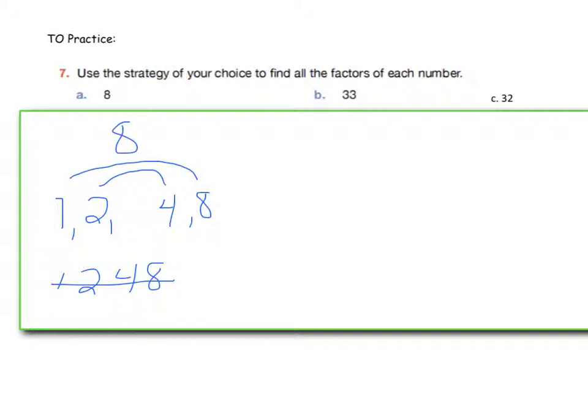Then I'm going to think 3 times something is 8. Well, 8 is even, so it's not going to be 3. Or I suppose it could be, but it isn't in this case. 4, we already have 4. 5, no, it doesn't end in 5 or 0. 6 times nothing equals 8. 7, no. 8, well, 8 times 1, which we have already, and 9, nope. So I've got them all, okay? Let's try 33. Well, I know 1 times 33.